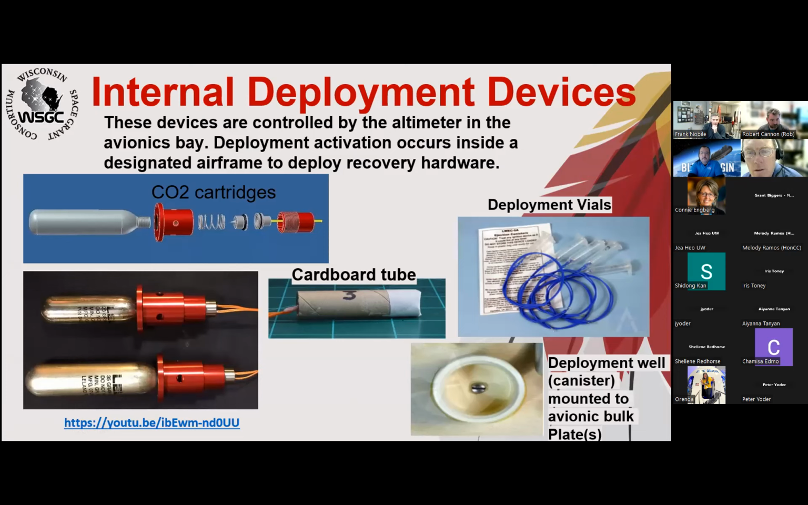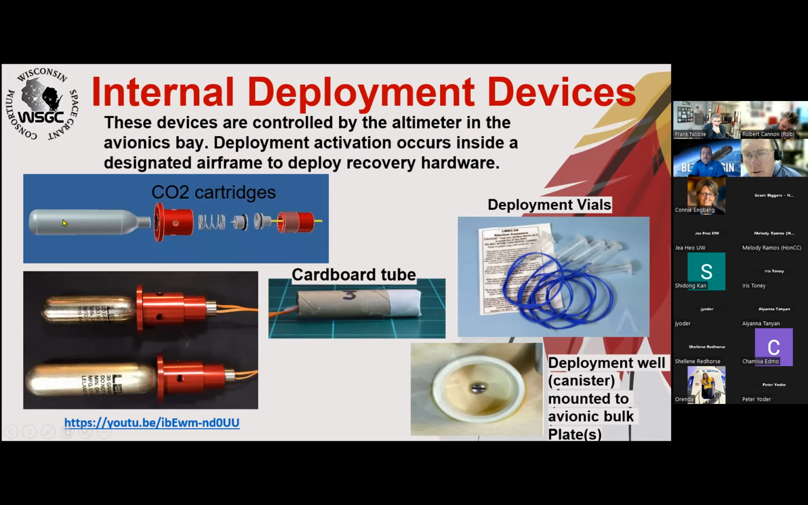These devices are controlled by the altimeter in the avionics bay, and they're mounted outside, or actually through, the bulk plates of each avionics bay. Deployment is activated, which occurs inside a designed airframe to deploy the recovery harnesses. And this is the igniter. It goes into this bridge right here. This is the plunger actually. And in this plunger, there's a very small amount of black powder. And these parts are all screwed together like this. And this spring holds this little point clear.